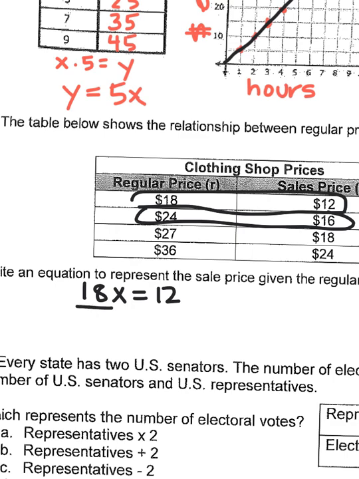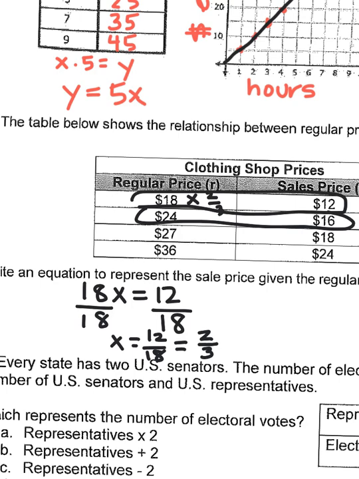So if we isolate our x, if we divide by 18, we see that this relationship is being changed by using 12/18. Well, we can simplify that, and the simplest form would be to divide both numbers by 6, and you get 2/3. So 18 times 2/3 gets us 12. 24 times 2/3 gets us to 16.